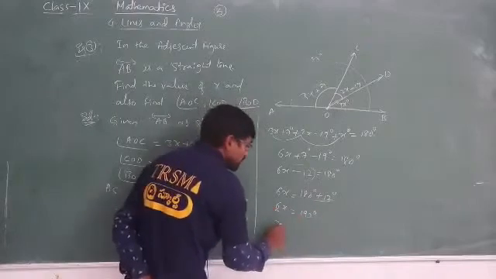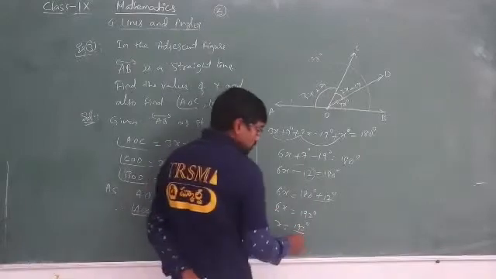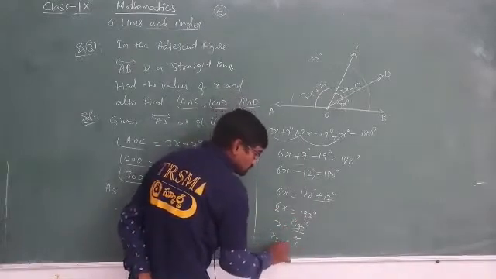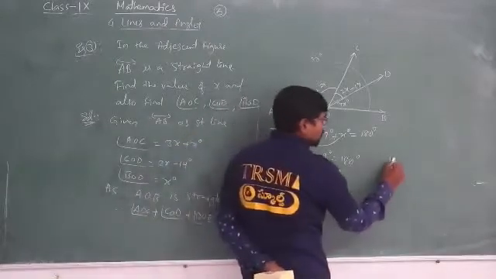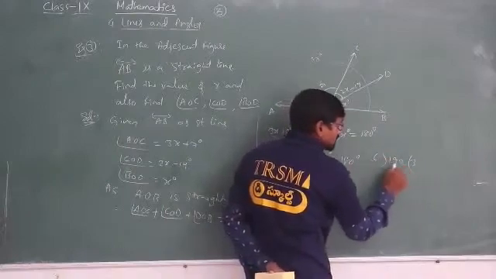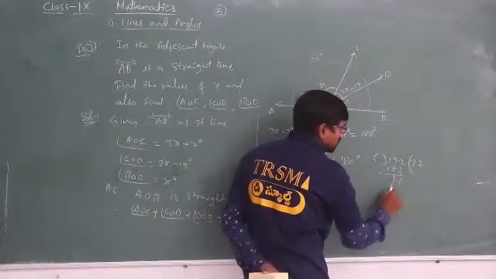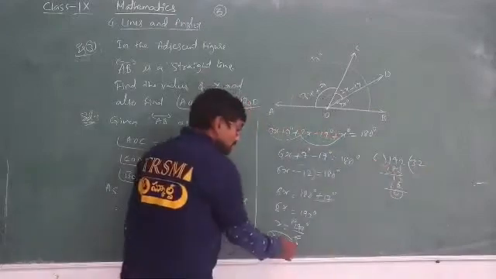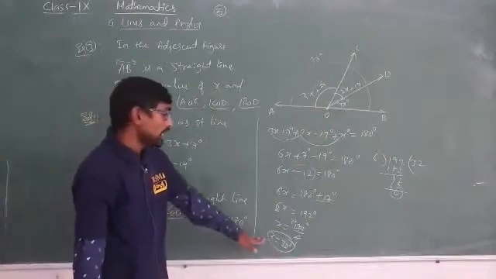Now I have to use the multiplicative inverse: multiplying by 6 becomes dividing. So x is equal to 192 degrees divided by 6. 6 threes are 18, 6 twos are 12, so the remainder will be 0. So x is equal to 32 degrees. It means 32 degrees is our required x value, isn't it? So I have got the x value here.